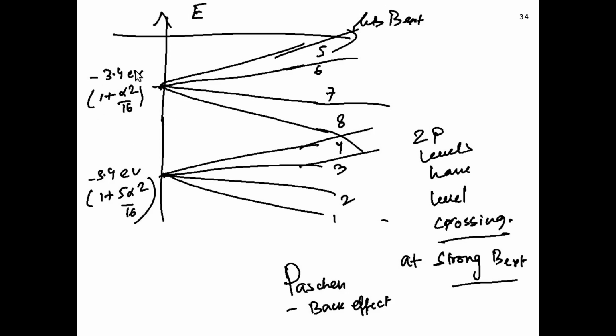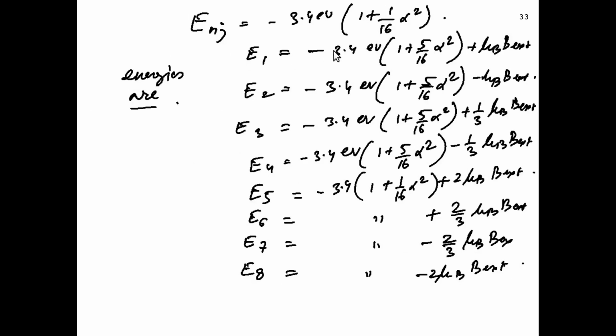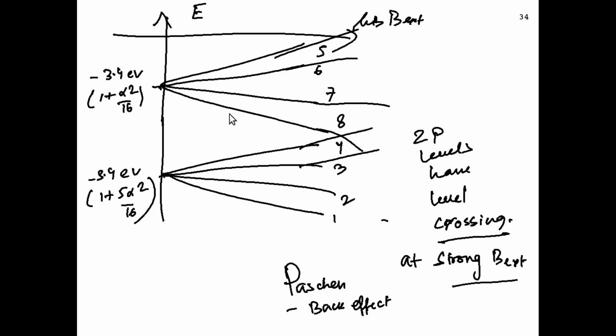So you will see in the first case this level is splitting into these 4 levels, and the second case will fall into this level. As we increase the B external, the slope of these lines is given by this factor: mu_B, minus mu_B, 1/3 mu_B, minus 1/3 mu_B, 2, 2/3, minus 2/3 and 2. So as you increase the magnetic field, you can think these are the 2p levels. The 2p levels are coming from these factors, which is when L is equal to 1.